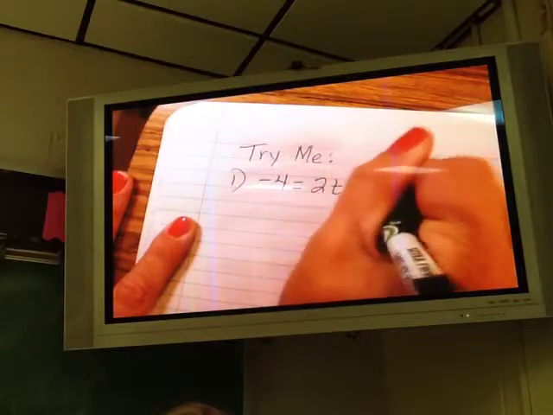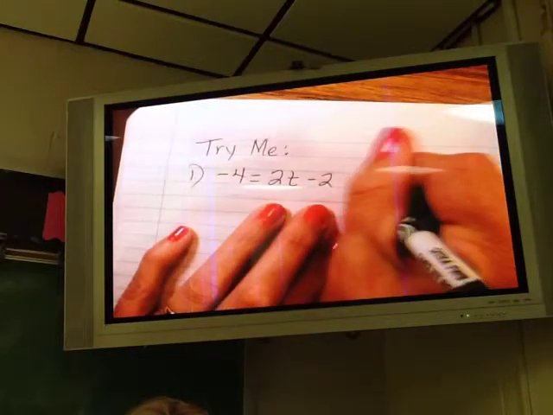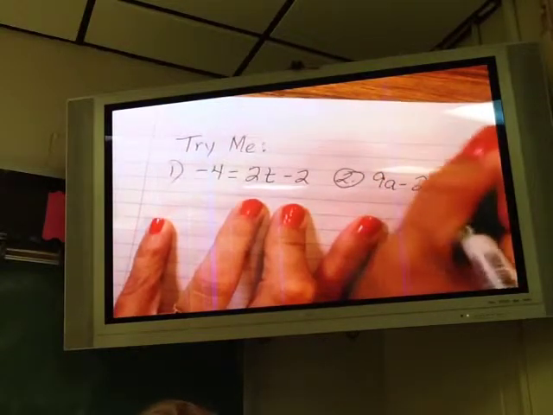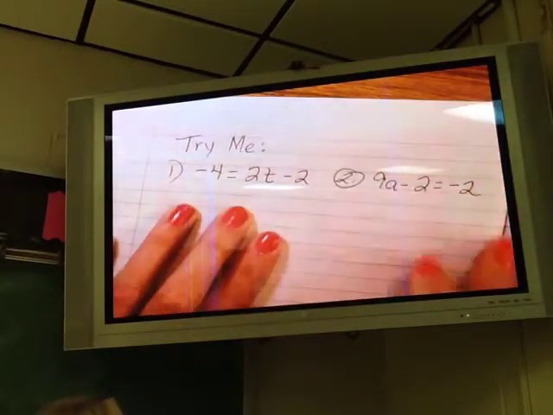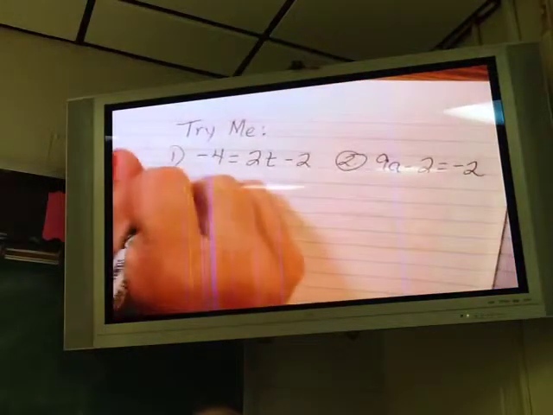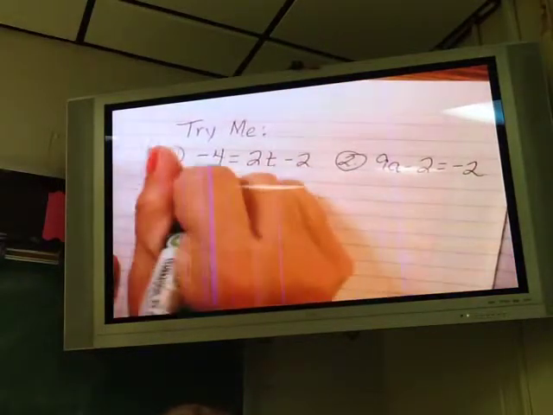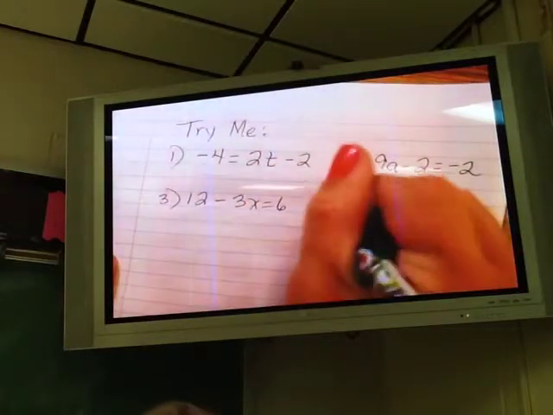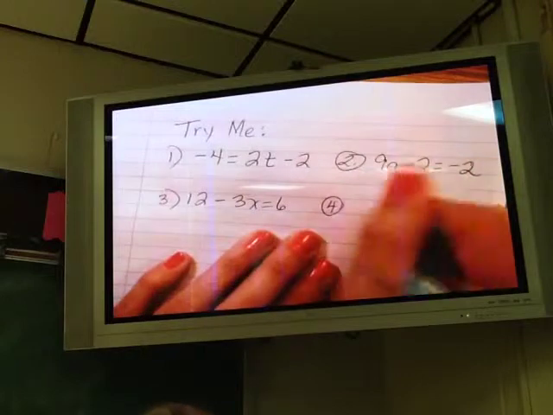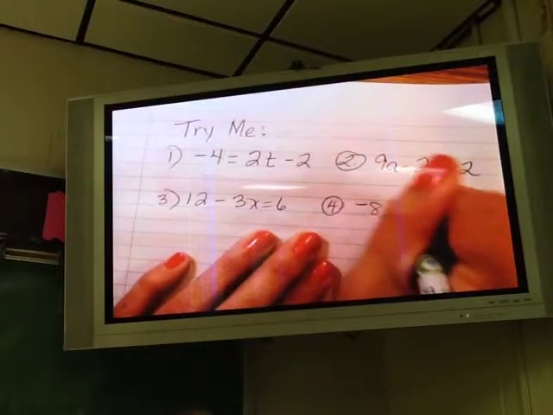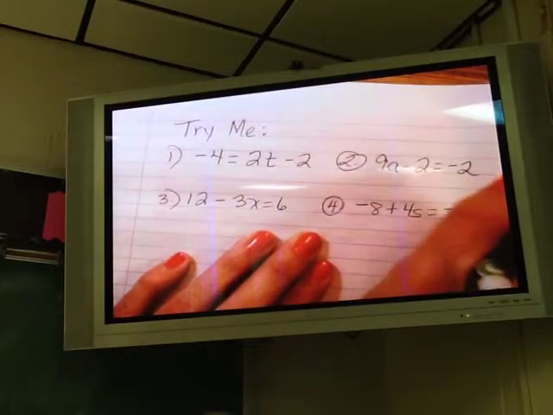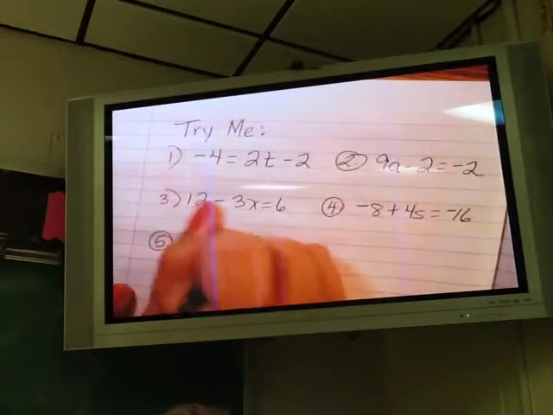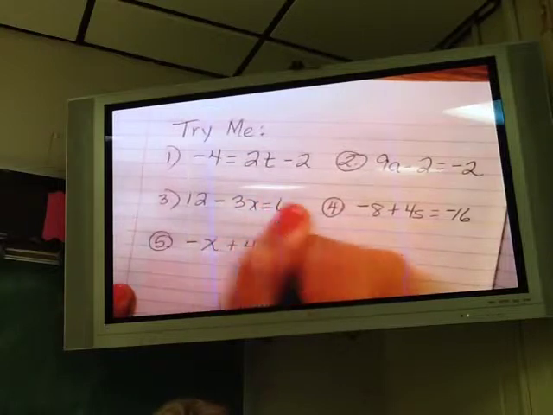2t minus 2. Number 2. A minus 2 is negative 2. I'll get out of your way in just a second after I get all these written. 12 minus 3x equals 6. 4. 8 plus 4s is negative 16. And number 5, negative x plus 4 equals negative 2.